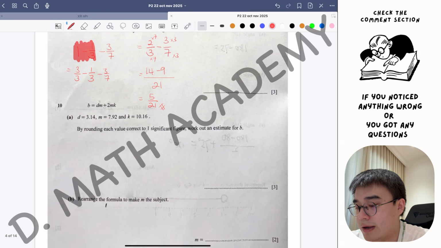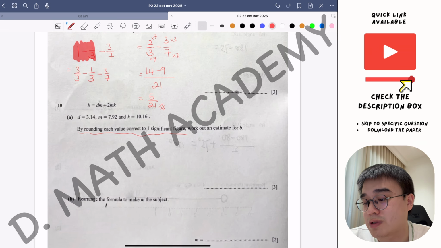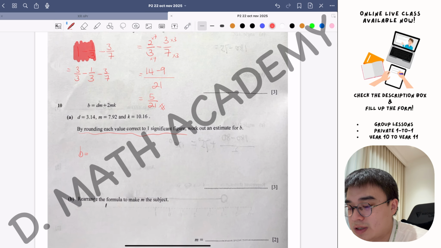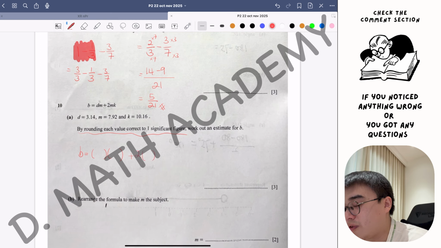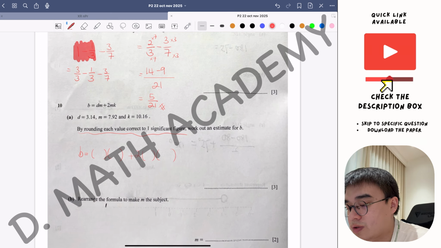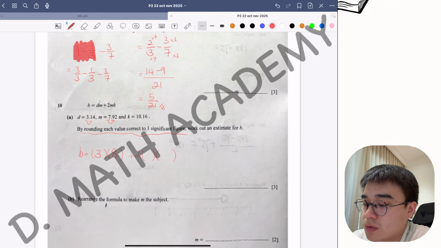Next, rounding each value to one significant figure. So this is the trick here. Please do not go and multiply all the decimals together. In the exam, make sure you read everything carefully first before you proceed with your calculation. So I need to round each of them before I can start calculating. The D that we have, after rounding to one significant figure, becomes a 3, while the M after rounding to one significant figure will be rounded up into 8.